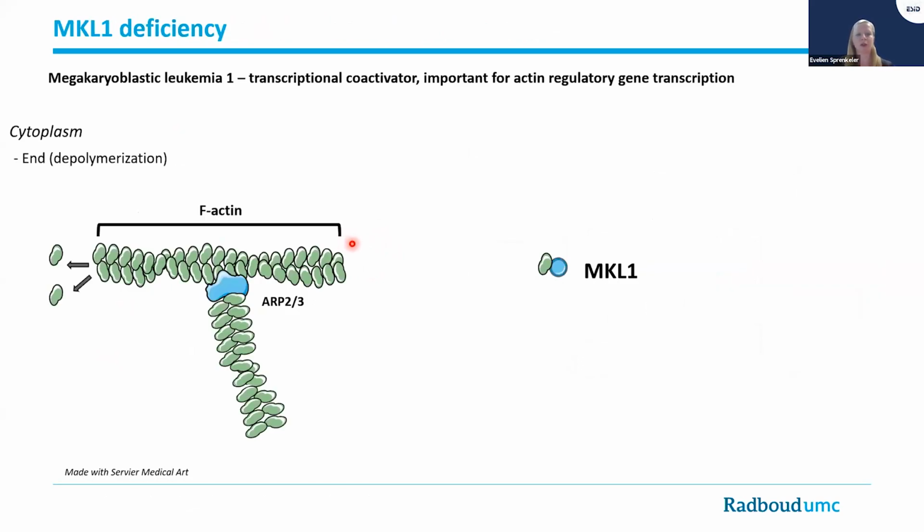I would like to switch to MKL1 deficiency, which is a fairly newly reported inborn error of immunity. MKL1 stands for megakaryoblastic leukemia 1, and it's a transcriptional co-activator important for actin regulatory gene transcription. In the cytoplasm, MKL1 is bound to globular actin, also known as G-actin, and when there's cellular activation, G-actin is incorporated into the F-actin strand, also known as actin polymerization, and this will lead to the liberation of MKL1.